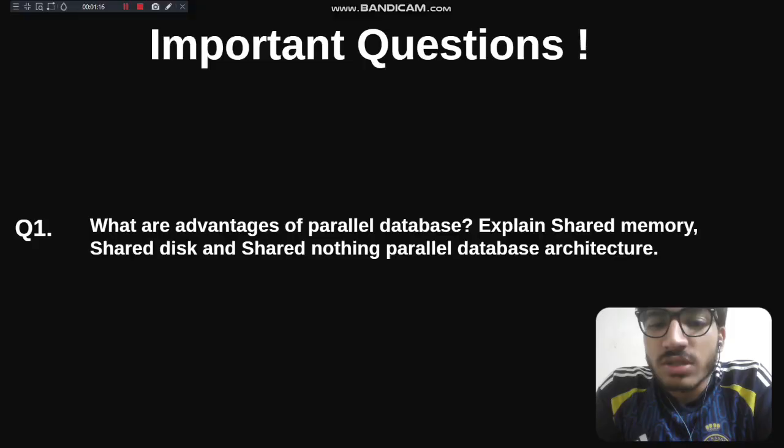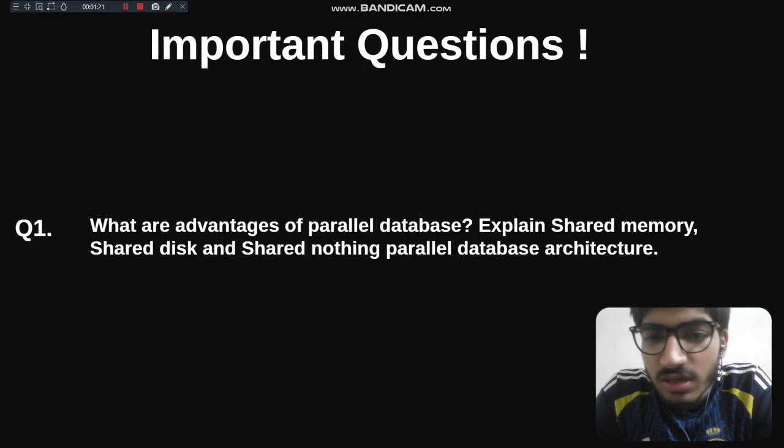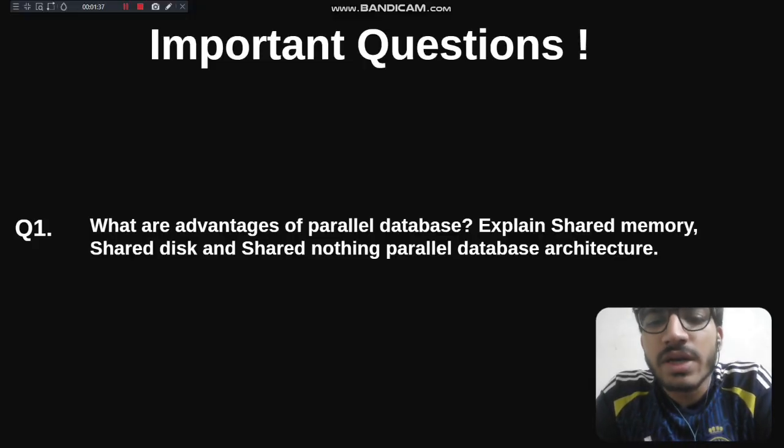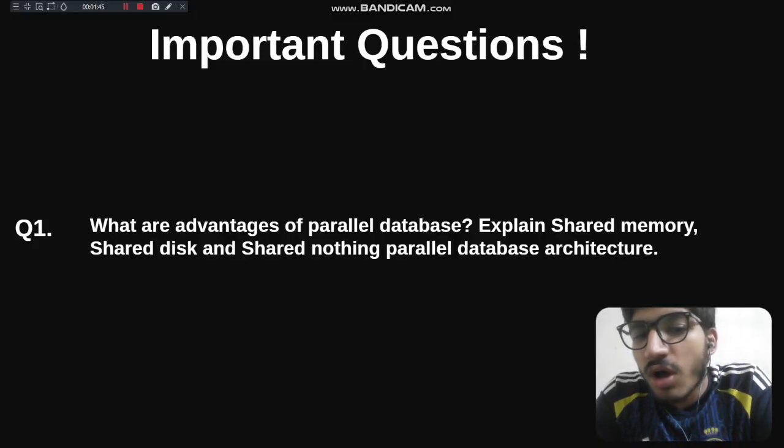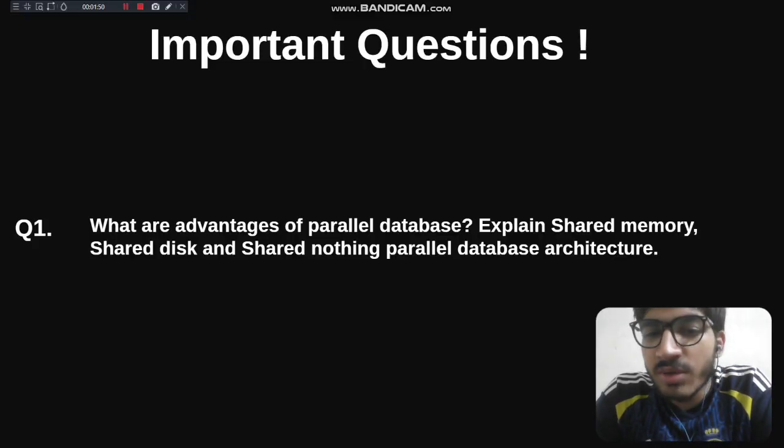Fourth, fault tolerance. If one processor fails, others continue working, depending on the architecture you are using. Fifth, cost effective. It uses low cost hardware connected together to get high performance. Parallel database architectures: parallel databases are categorized based on how processors share memory or storage. There are three main architectures: shared memory, shared disk, and shared nothing.